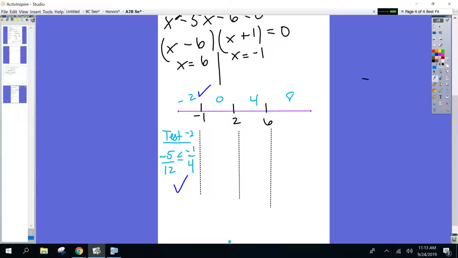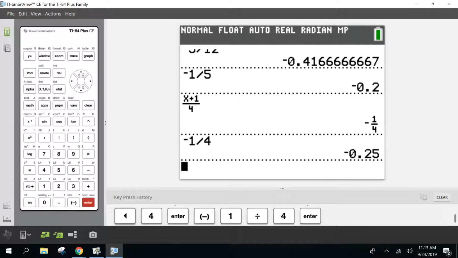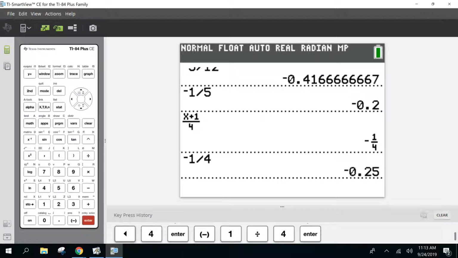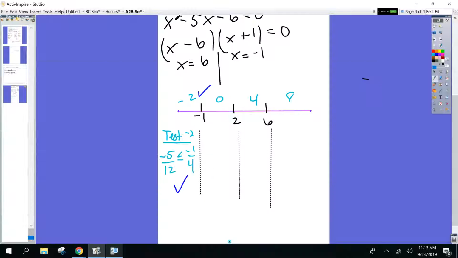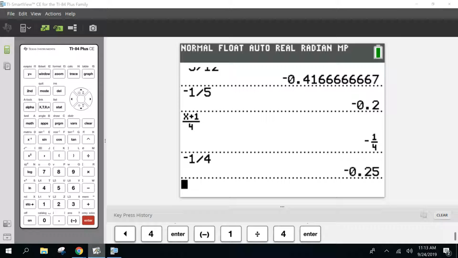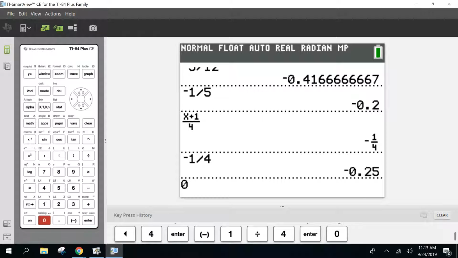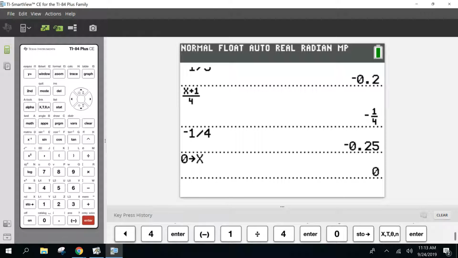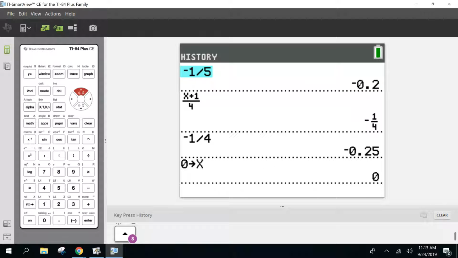All right, now I do the same thing, but now for 0, 4, and 8 in for X. So go ahead right now, test 0, 4, and 8 on your own if you haven't already, or test your numbers, whatever you had. And remember, some of you that have this ability on your calculator, you can go up and copy paste.